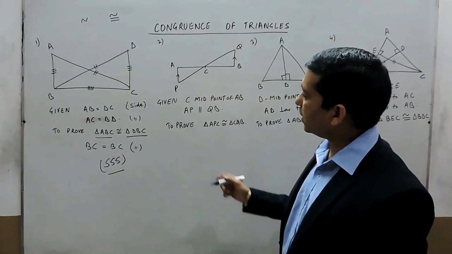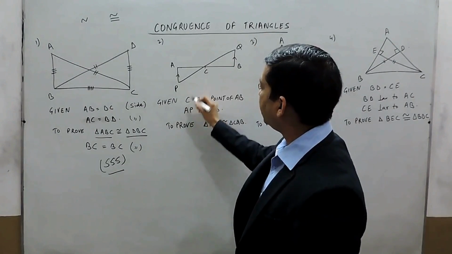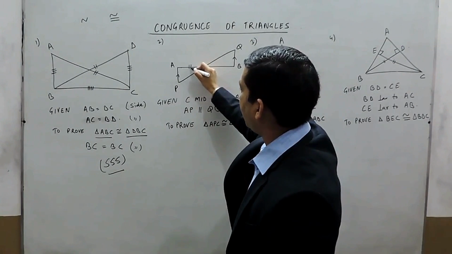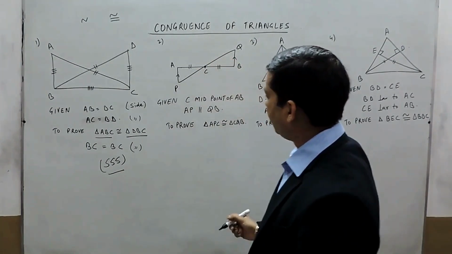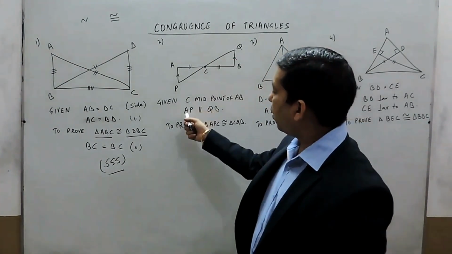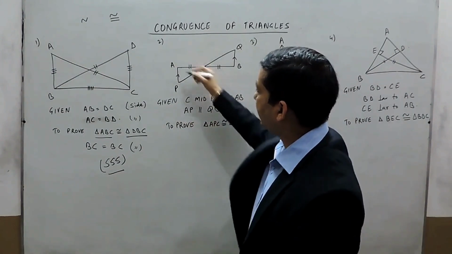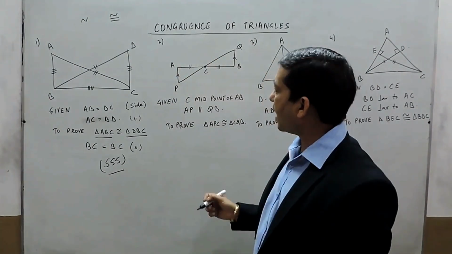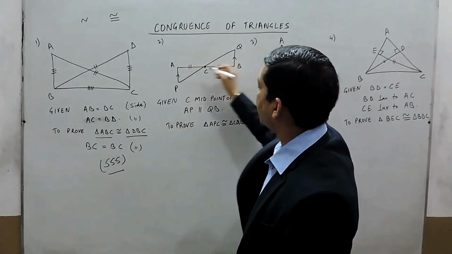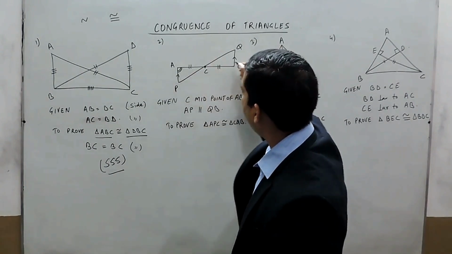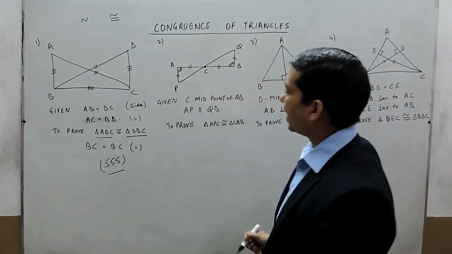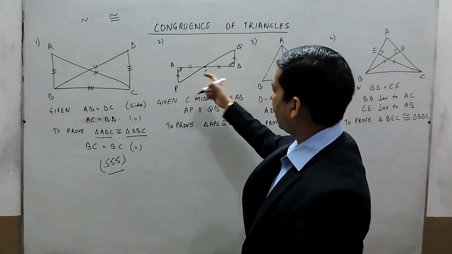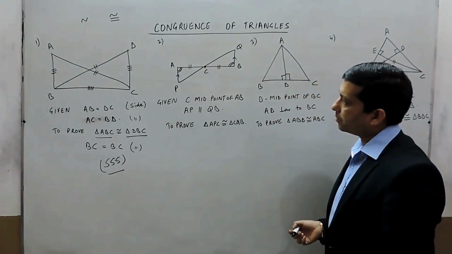If we look at the second question, the given point is that there is a line AB and C is the midpoint of AB, that means the length of AC and the length of CB are both equal. Line AB is parallel to BD, this line is parallel to this line. So this line will act as a transversal, and if this is a transversal, we are clear that this angle must be equal to this angle. We can refer to this from the chapter on lines and angles.